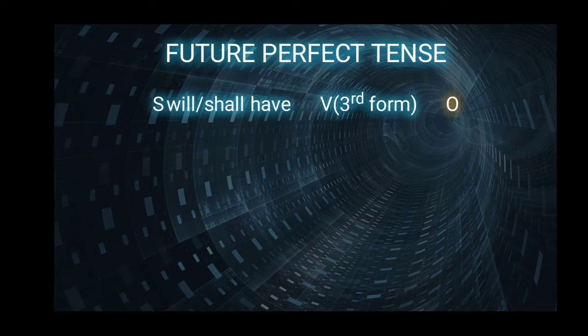Subject, will or shall, have, verb third form, and then object. Now, the easier way for you to remember the structure of the future perfect tense is, how is the structure of the future perfect tense different from the present perfect tense or the past perfect tense?